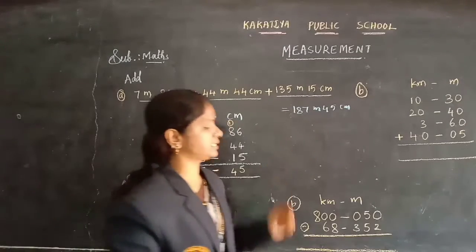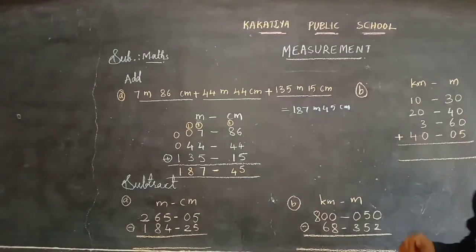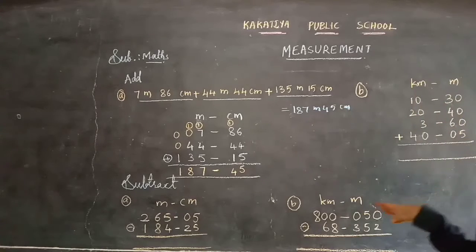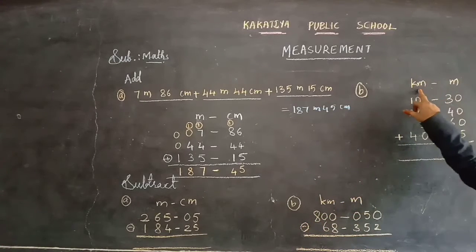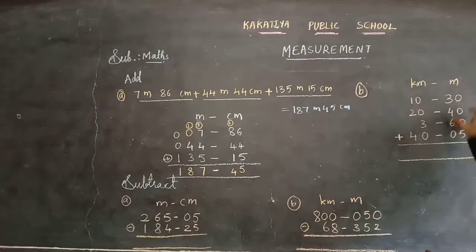Now let's do the second sum. Here the measures are given directly in columns, children. The measures given here are kilometers and meters. Now let's add. 0 plus 0 is 0. 0 plus 0 is 0. 0 plus 5 is 5, so I am writing 5 here.